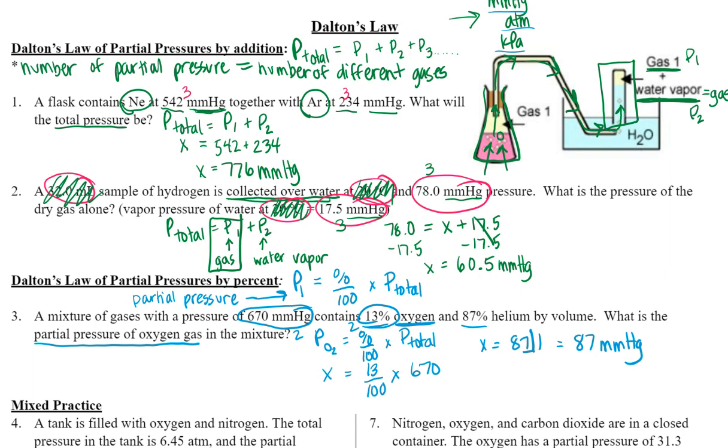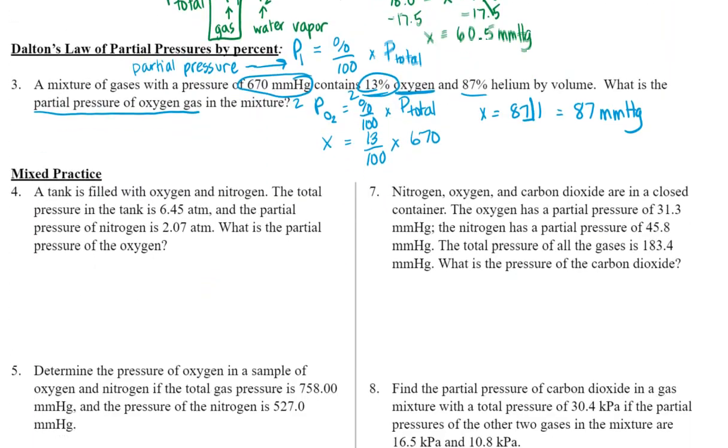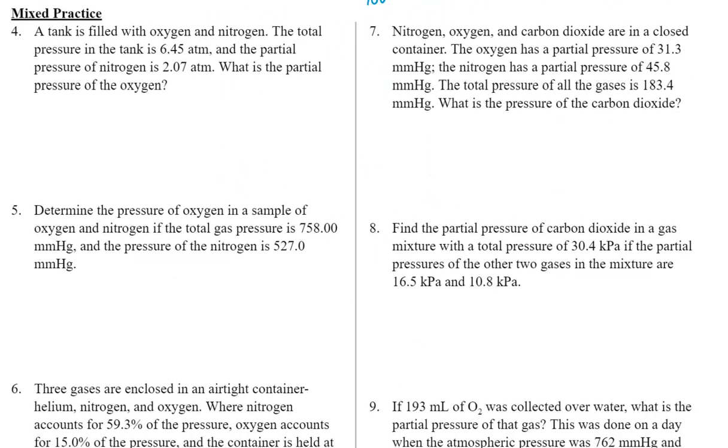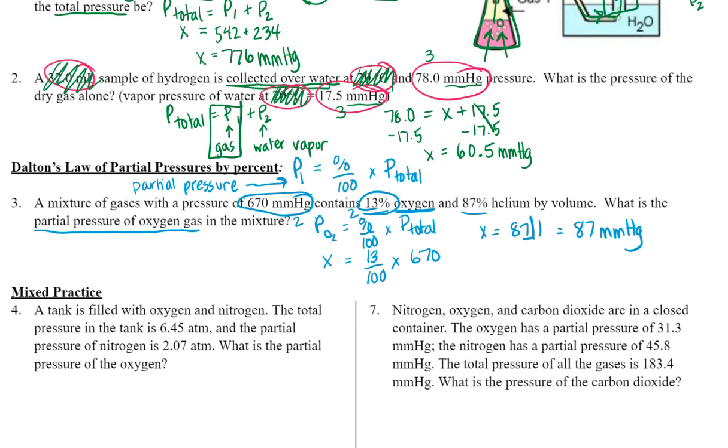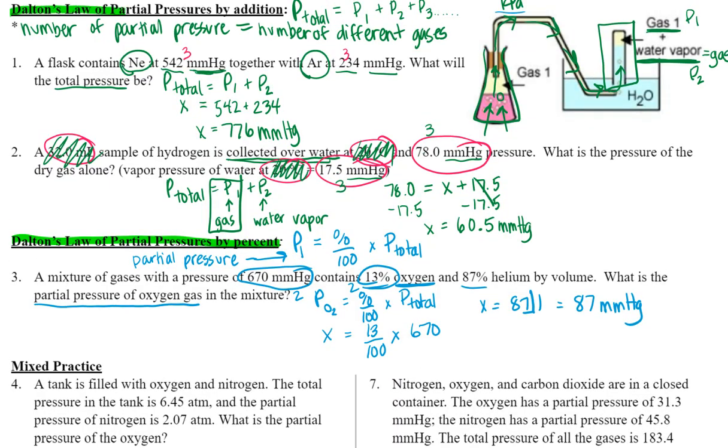So now your job is to go through the questions on the bottom, and we're going to try to solve these. The first thing I want you to do for each one is just write the formula. Are you using Dalton's law with percent, or are you using Dalton's law with addition? So for each one, just go through first and write the formula. Decide which version you need to use. Remember, if you need the law by addition, you have to figure out how many partial pressures you need.